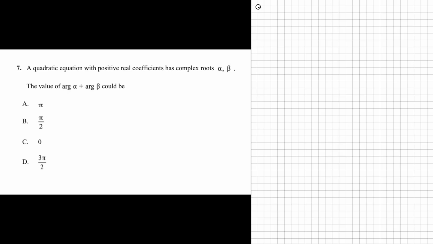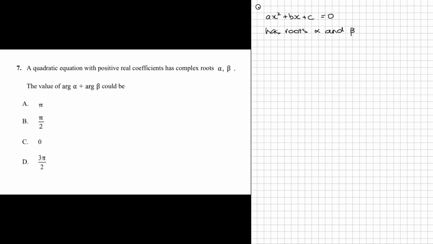So if I write up our quadratic equation, in generic form it would be ax squared plus bx plus c equals 0. And we know that a, b, and c are real numbers because we're told the equation has real coefficients. So we know this quadratic equation has roots alpha and beta, and we know that alpha and beta are complex numbers. We're told that the roots are complex, so we can write each of these in complex form.